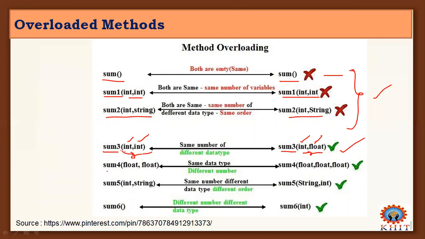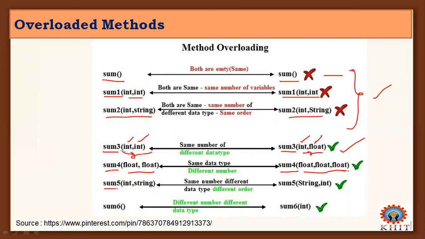You can also see another example, sum4, with a parameter list of 2 parameters of float type. Here also another function shares the same name sum4, and all the parameters are float, but the count of parameters is 3 here and 2 there. So a different number of parameters is used in the definition of the method. So it is also allowed in method overloading. This is called overloading the method.